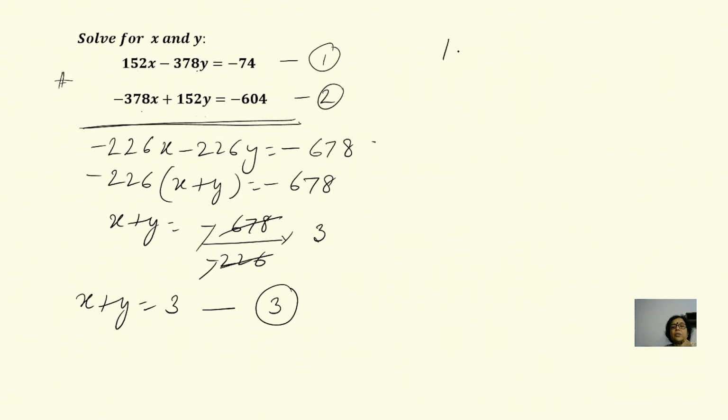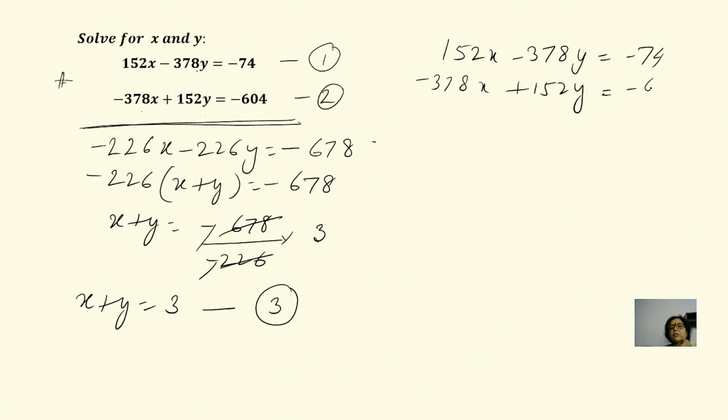Next case: 152x minus 378y is equal to minus 74, and minus 378x plus 152y is equal to minus 604. Earlier in the first case we added; in this second case, we are going to subtract. So the sign will change. We have to be very careful when we do the subtraction. The signs of all the terms of the lower equation will change. So now we have to add.